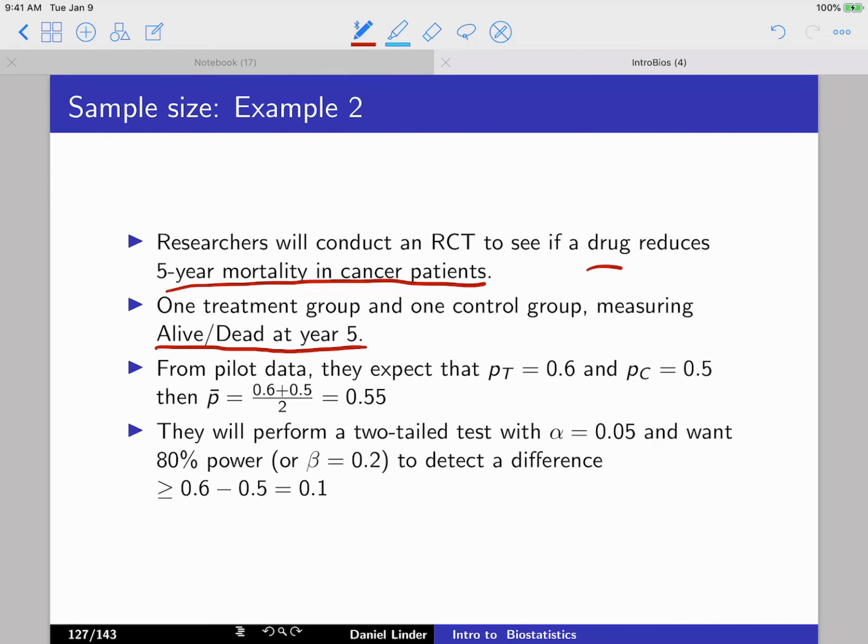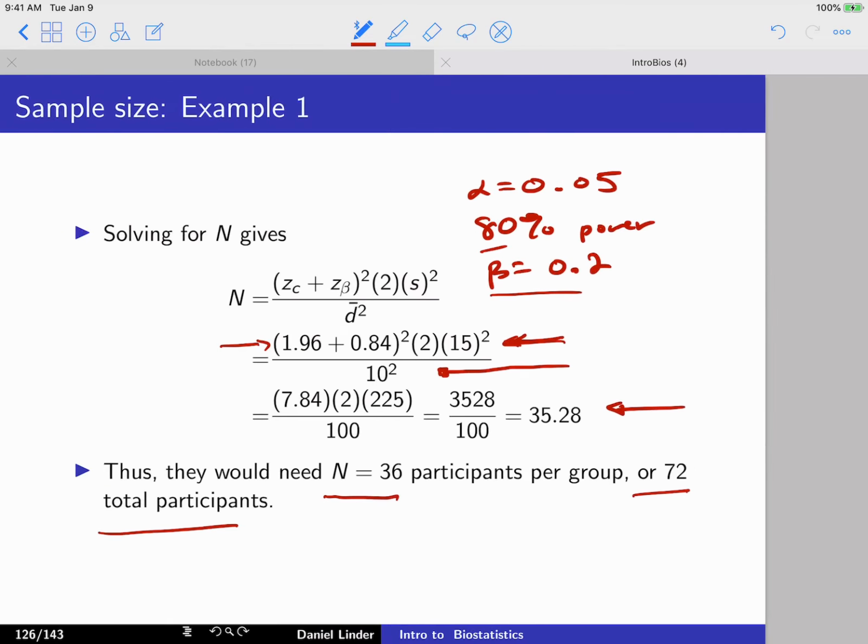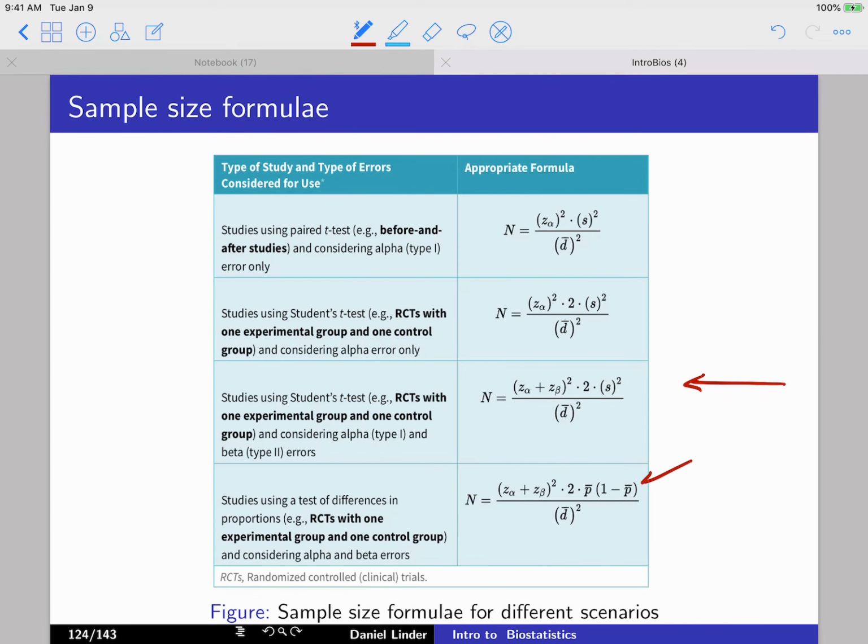Okay, in this study, from pilot data, they expect that the survival, or the proportion of people surviving in the treatment group, is going to be 60%, or 0.6, and the proportion of people surviving in the control group or the placebo group is half, so 0.5. All right. If you recall from some previous lectures ago, this p bar would be your combined estimate of these two proportions, and it would essentially just be the average of those two. So if we averaged 0.6 and 0.5, we would get 0.55, and if I go back a couple slides, that's this p bar that you see here in the formula. Okay.